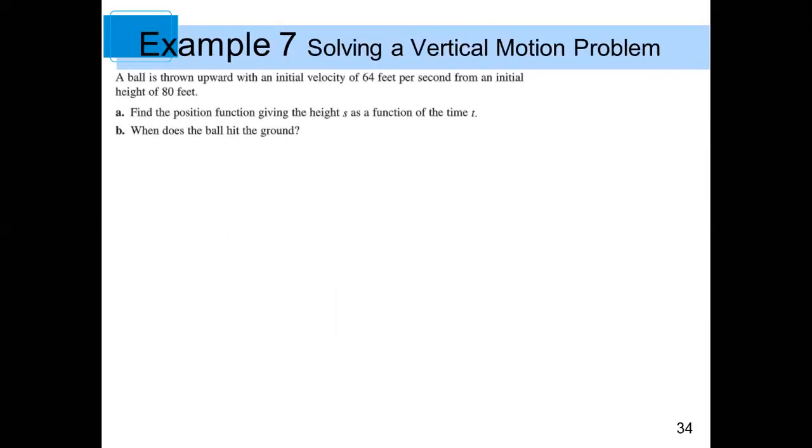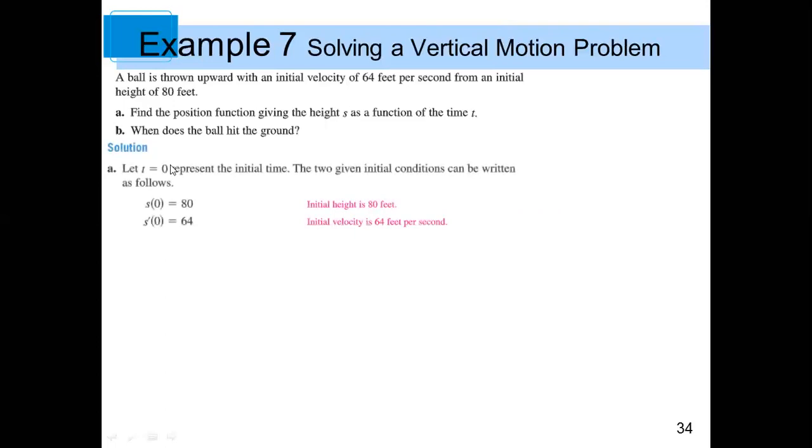A ball is thrown upward with an initial velocity of 64 feet per second from an initial height of 80 feet. Part a: find the position function giving the height s as a function of time t. Part b: when does the ball hit the ground? All right, so let t equals 0 represent the initial time. The two given initial conditions can be written as s of 0 equals 80 and s prime of 0 equals 64, because the initial velocity is 64. Remember that velocity is the derivative of your position function.